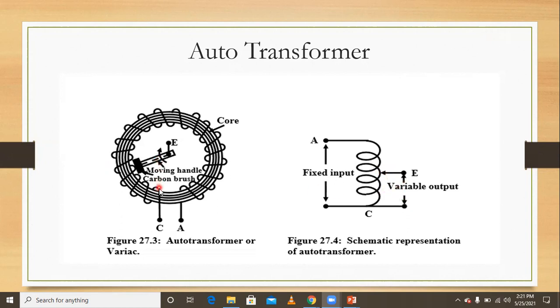Understood? Consider that this is the core of the auto transformer. The circular one is called the core of the auto transformer, and this is called the winding. Only one winding is used here. In an auto transformer, only a single winding is connected like this.